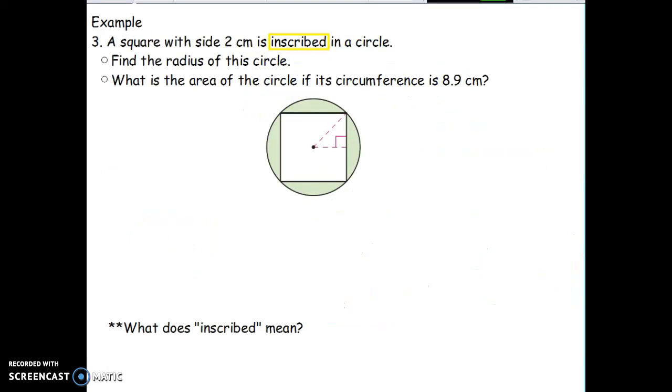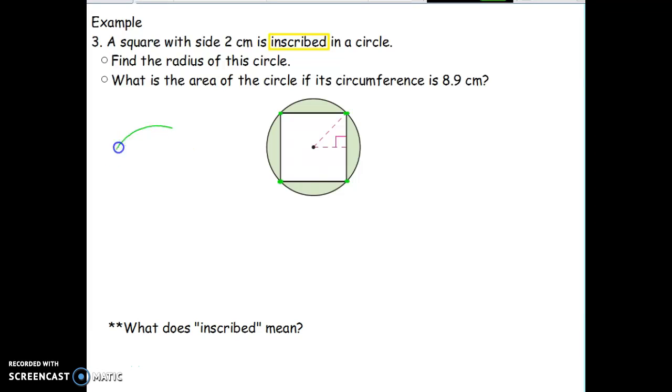All right, number 3. A square with side of 2 centimeters is inscribed in a circle. So this is highlighted because this is probably a word that we haven't used too frequently. Inscribed just means that the figure is housed completely within the circle, and all of its vertices are on the circle. They touch the edge of the circle.